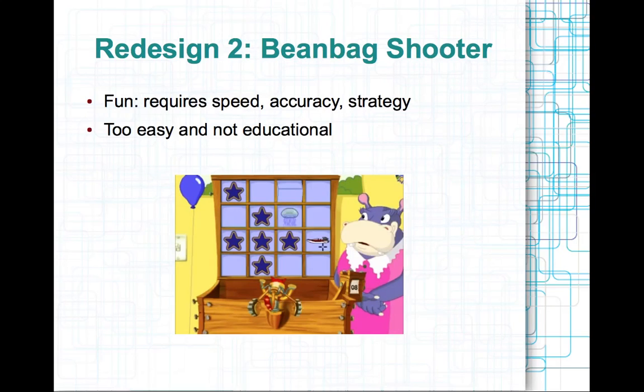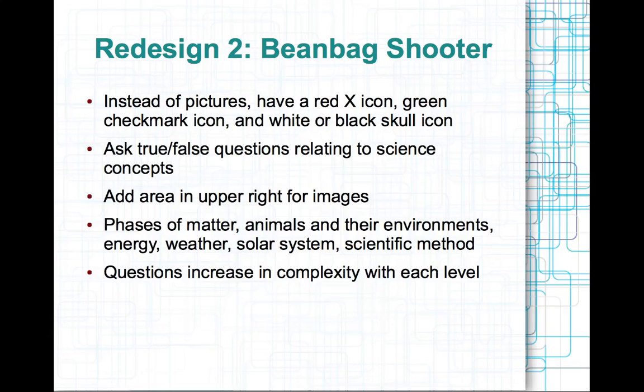For the second redesign, we've got this beanbag game that's just really trivial as it is. It doesn't really teach the science objectives, but it is kind of fun. So instead of the 3 pictures, and you would have to hit one of the pictures, I would have it be one red X icon for false, one green checkmark icon for true, and then a white or black skull icon that you would always have to avoid. And then just instead of hints, have the teacher ask true-false questions relating to science concepts.